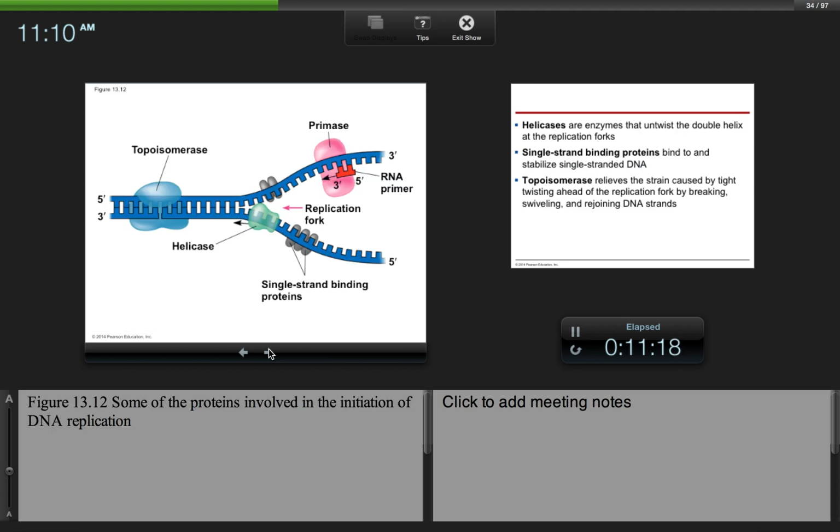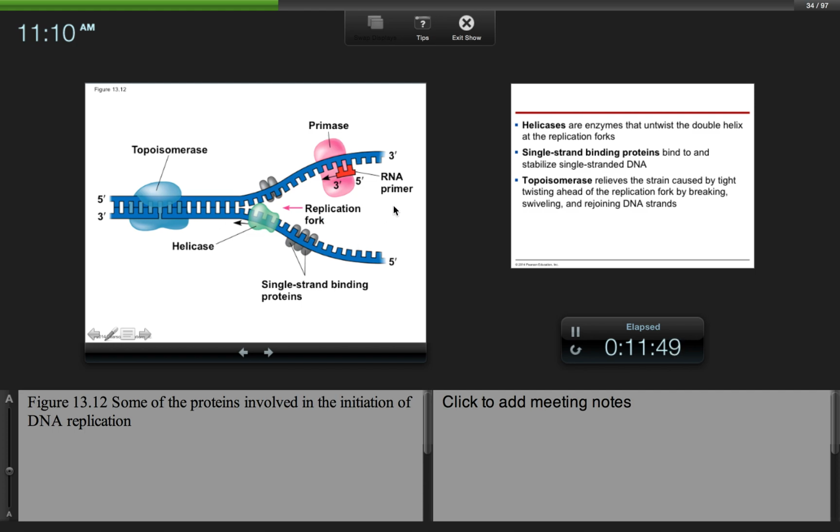Okay, so here is your replication fork. It looks like a fork. So you have helicase. Helicase is the enzyme that unwinds and unzips the DNA. You have single-strand binding proteins that bind to and stabilize the single-stranded DNA. And then you have topoisomerase, which is the enzyme that relieves the strain caused by the tight twisting ahead of the replication fork by breaking, swiveling, and rejoining DNA strands.